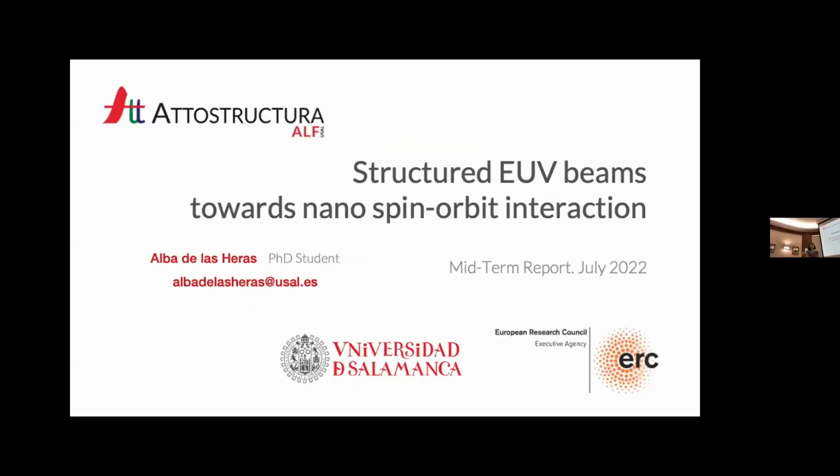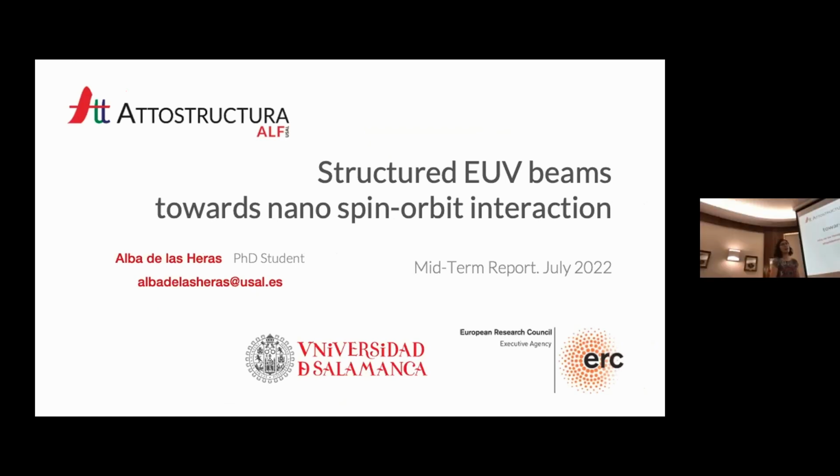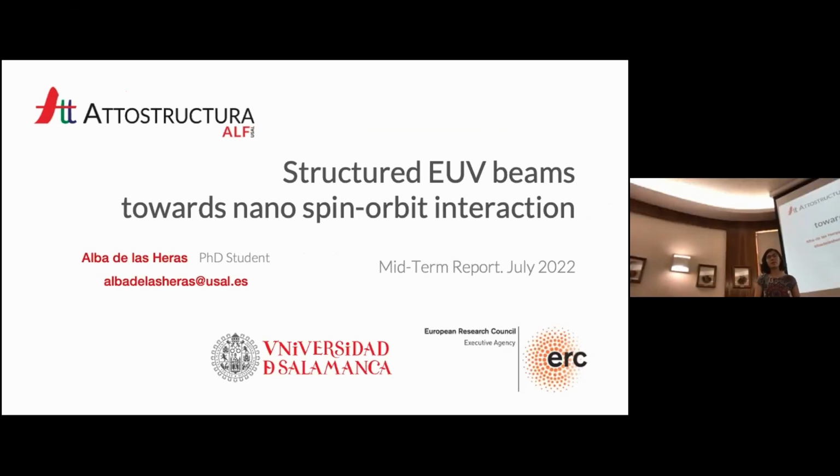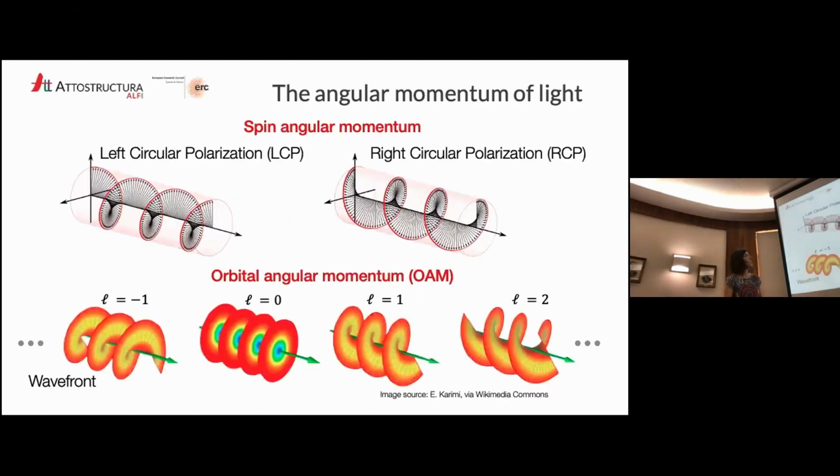In this talk, I'm going to focus on the other research line on how we can structure extreme ultraviolet beams by controlling the process of high harmonic generation. Among the different properties of light, we can distinguish two types of angular momentum. On the one hand, the spin angular momentum encodes information about the polarization state. On the other hand, certain light beams carry orbital angular momentum.